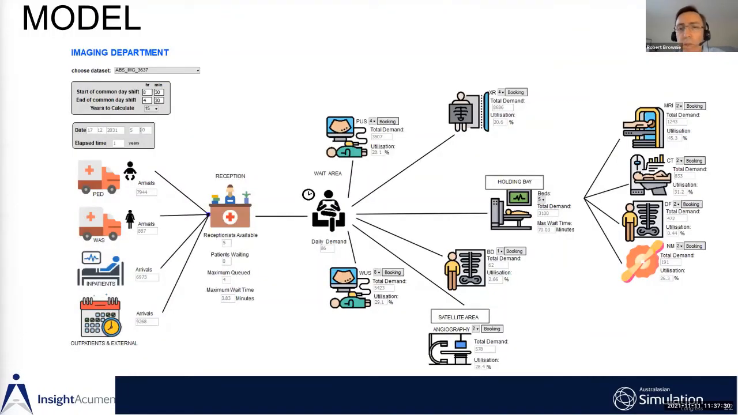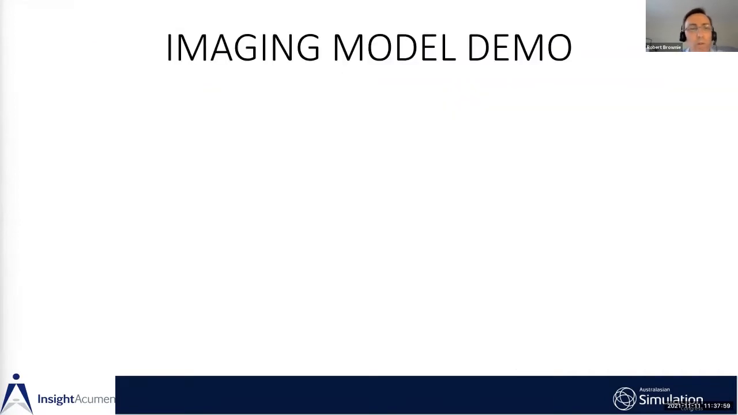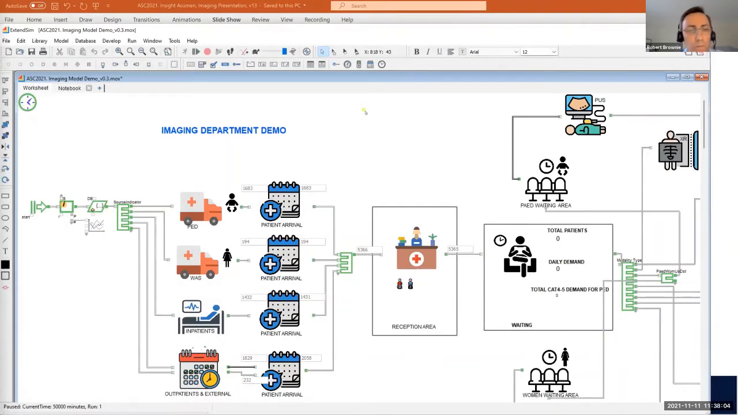All right, here's part of the canvas of the imaging model in ExtendSim. From left to right, you can see we have arrivals area for pediatric, women's, inpatients and outpatients, and external, to reception, to waiting area and a holding bay, and pretty much around the outside here we have these services. So representation of the system there. Towards the top, users can also select a particular data set by a drop-down menu to run through the model. So now for a quick demo of the model itself. So this is the imaging department demonstration model.